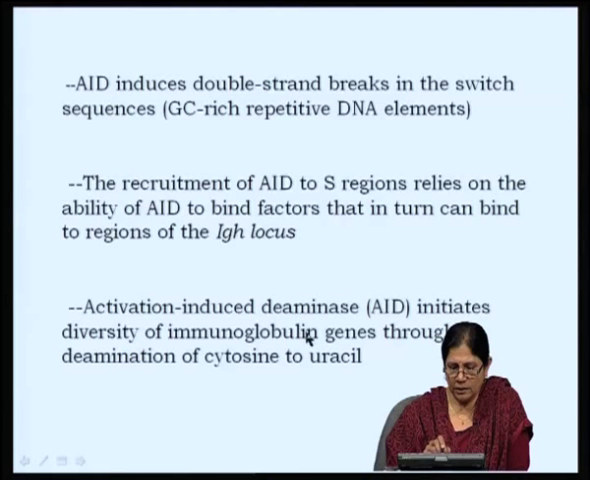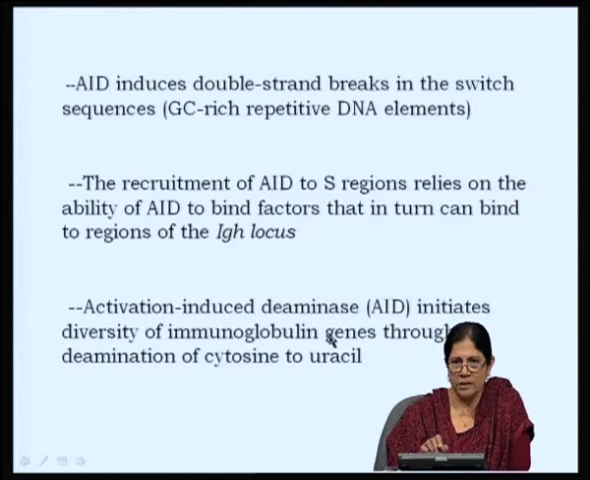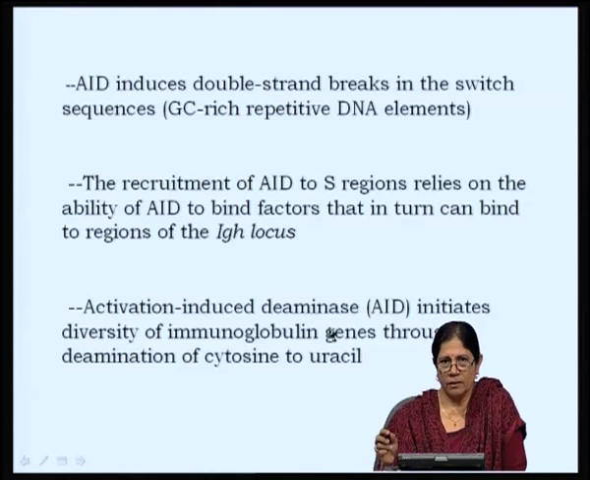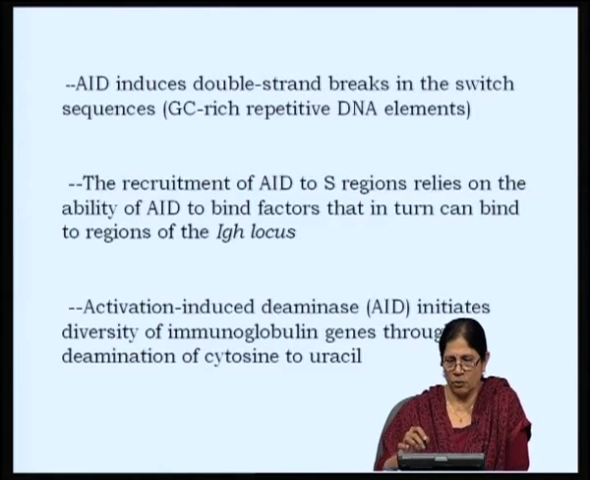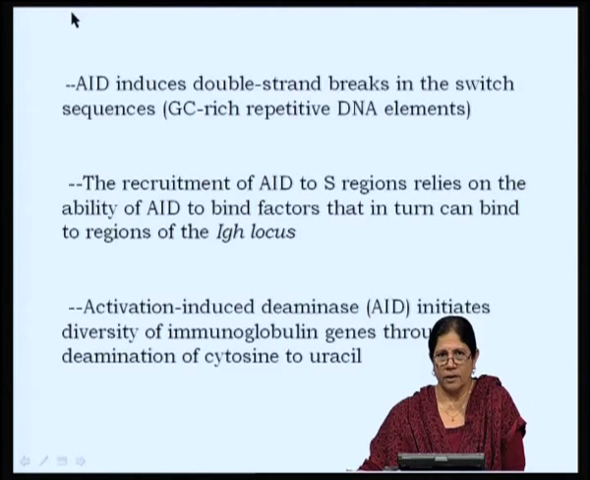Another thing, again, activation induced deaminase, as one can imagine, also initiates diversity of immunoglobulin genes through deamination of cytosine to uracil. This is another factor that governs the variability, but what we are dealing with, of course, is the constant domain and the class switching.